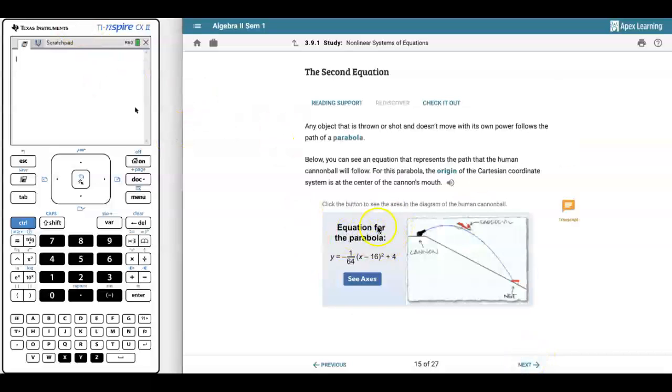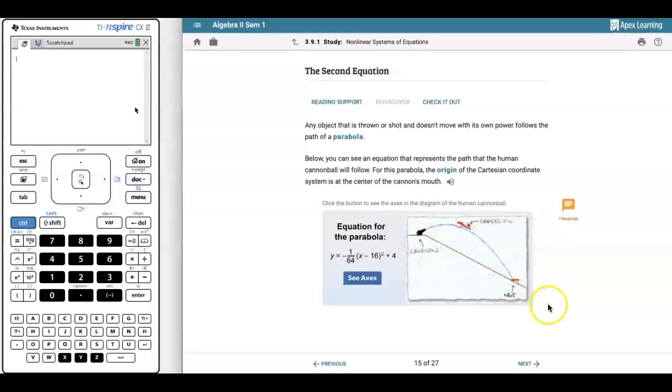Now if we're looking at our equation for the parabola, if we are given that. Our cannonball, our daredevil, is going to be shot out of our cannon at some kind of parabola-like shape. And he's going to try to meet this vertical line here with the net.